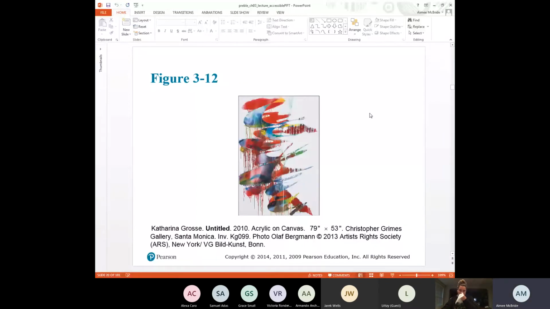And then, of course, Katrina Gross's Untitled. This is a great example of that biomorphic shape that we looked at. So something that looks like it might be organic or found in nature, but not easily recognizable. Most often when we talk about organic shapes, we'll be talking about abstract art or sculpture.